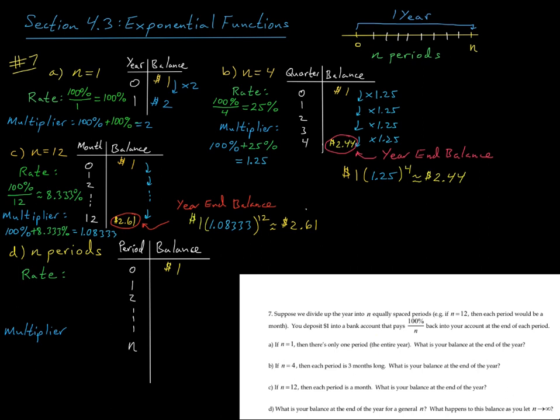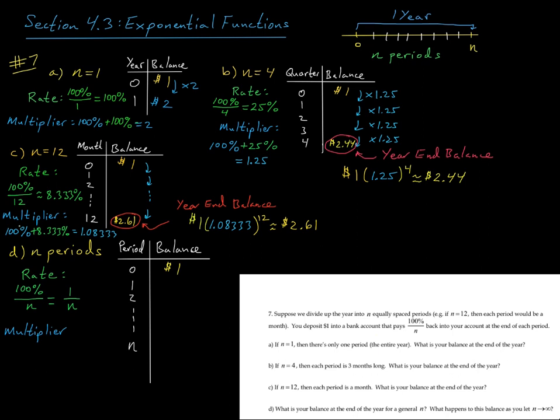Okay, so we can approach this in just the same way. For a general n, there's going to be n periods in the year. And for our rate, that's just going to be 100% divided by n, and 100% is just 1. So I'm going to write this a little more succinctly: it's just 1 over n. And then for our multiplier, what we've been doing is saying, I'm going to take 100% of the previous period's balance and then tack on this percent of the previous period's balance to get the new balance.